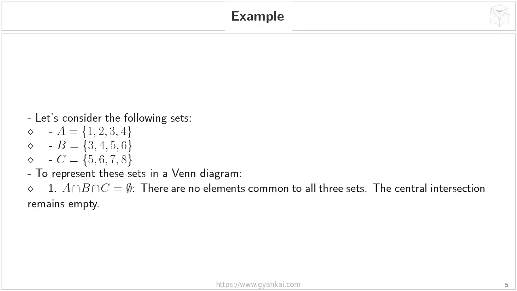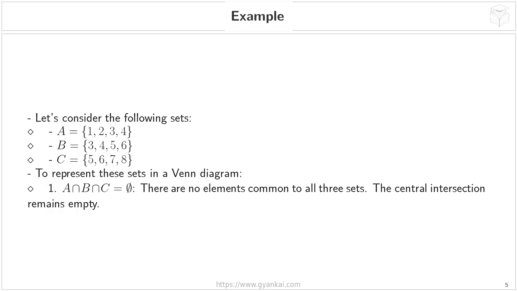First, let's define our sets. We have set A, which contains the numbers 1, 2, 3, and 4. Set B contains the numbers 3, 4, 5, and 6. And finally, set C contains the numbers 5, 6, 7, and 8. Now, let's start populating our Venn diagram.